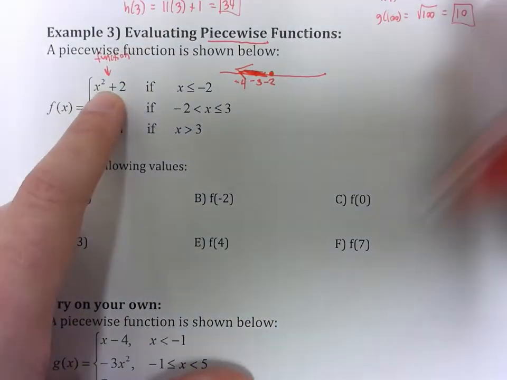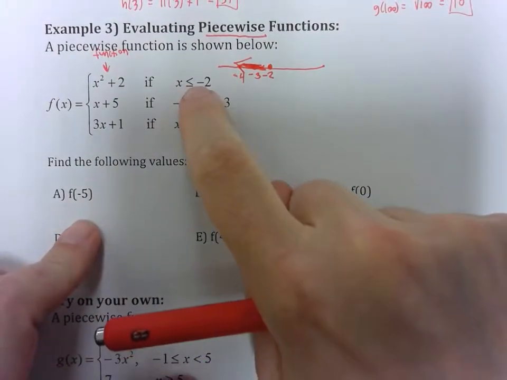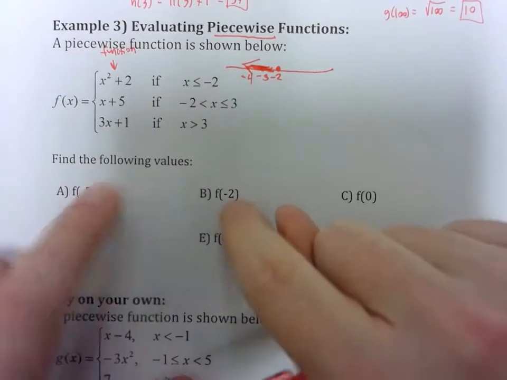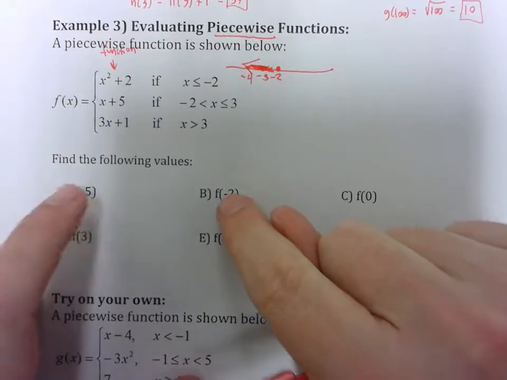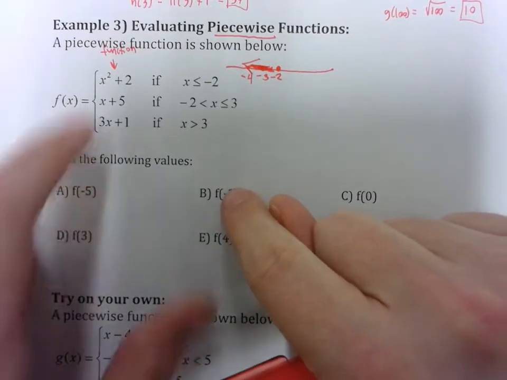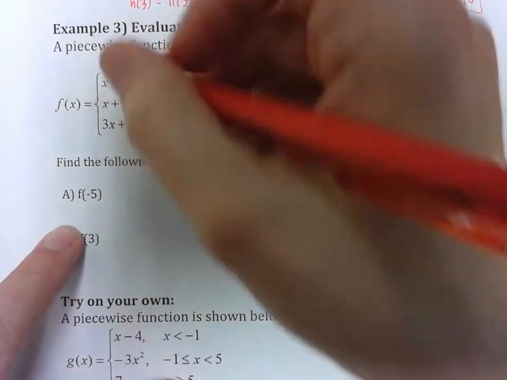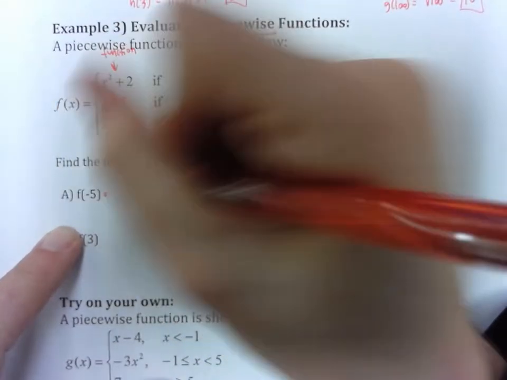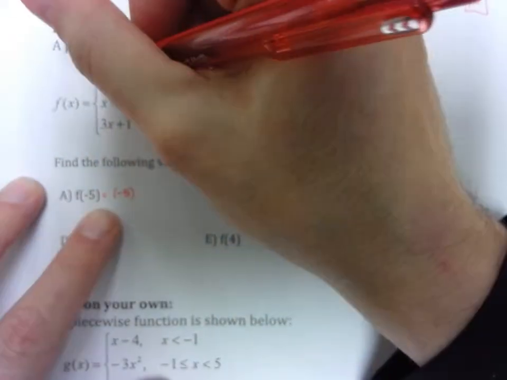So let's look down here for a second. Where do you see numbers that are less than or equal to -2? Well, -5 and -2 are both less than or equal to -2. So I'm only allowed to plug in these two numbers into the top function. So I'm going to evaluate x squared plus 2. I'm going to plug in -5 for x.